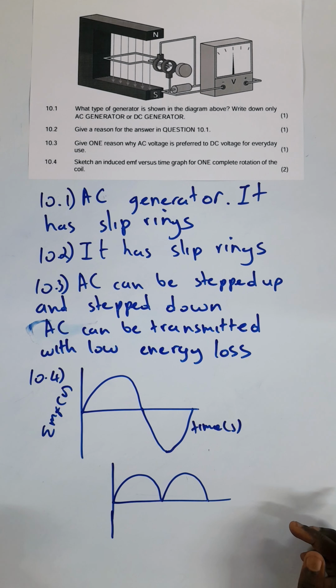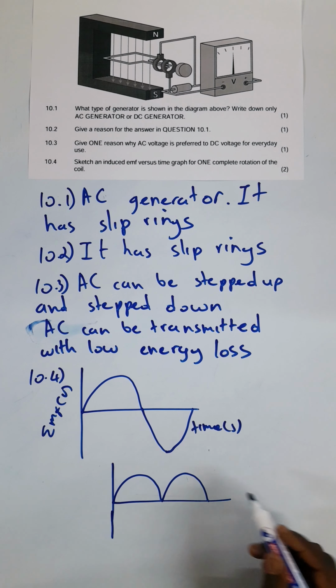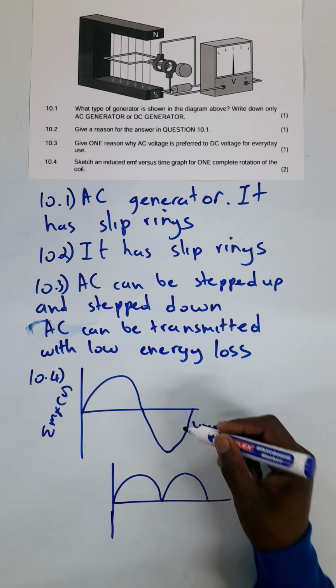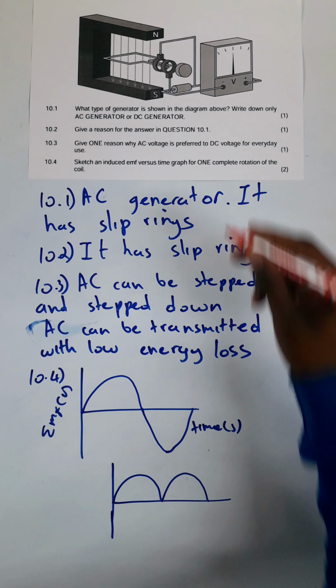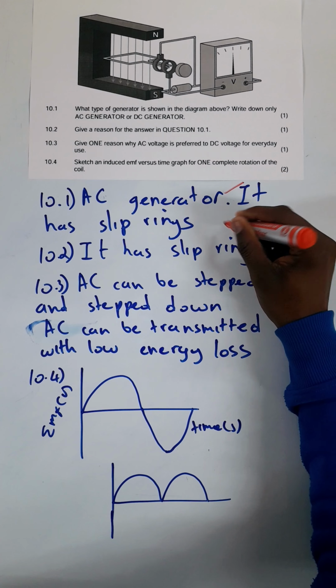So now when you draw the graph, it's always about where do you start? Do you start with maximum or zero? And are we drawing AC or DC? Because the DC graph would look like this and the AC graph would look like this there. Okay. Now we have one over there.